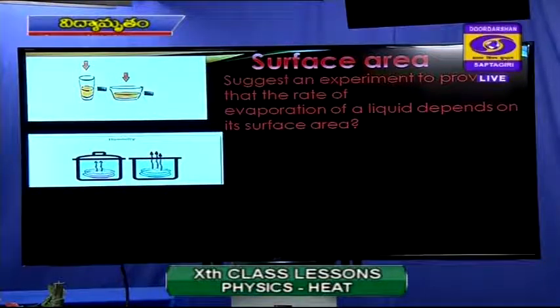Experiment means what you observed. How can you do the experiment? What is the aim? What is the apparatus? What is the procedure? What are the precautions? What is the principle involved? What are the observations? And what is the final result? Only you have to know that.